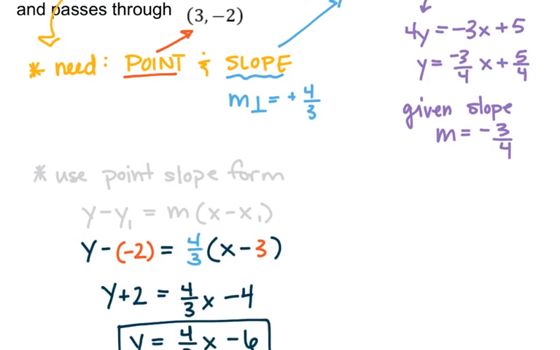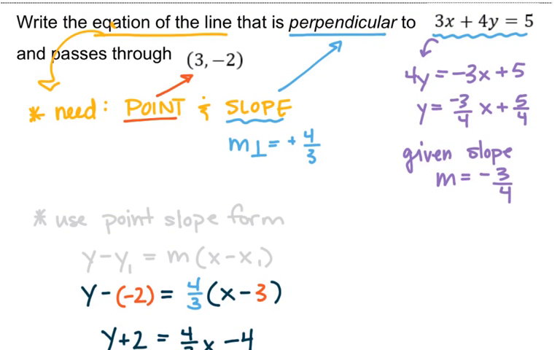So the only difference, I'm not going to do two examples of this, but the only difference is that this word here, perpendicular, you could see this written with parallel. And all parallel would be that you do not find the negative reciprocal, that you use the exact same slope that was given in the problem.